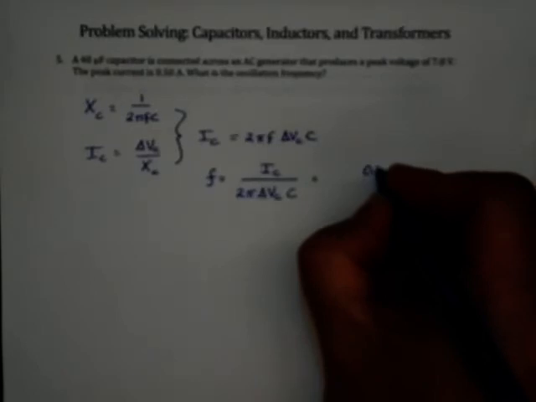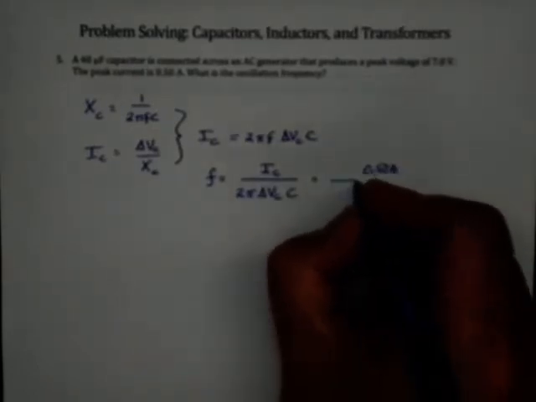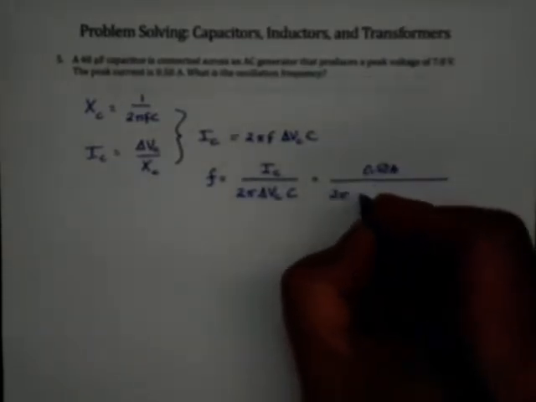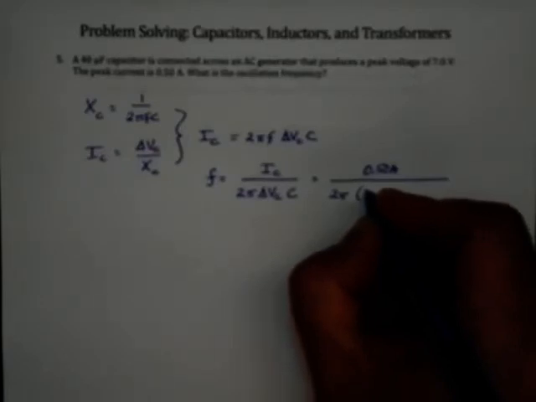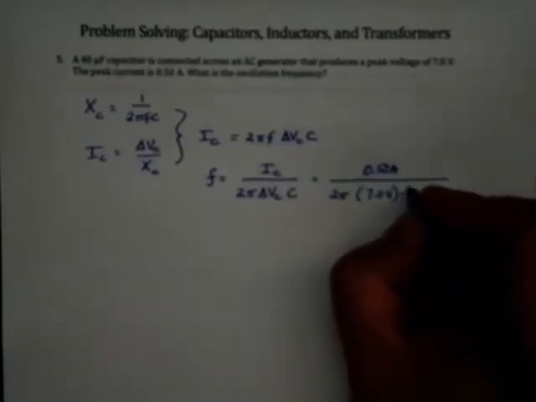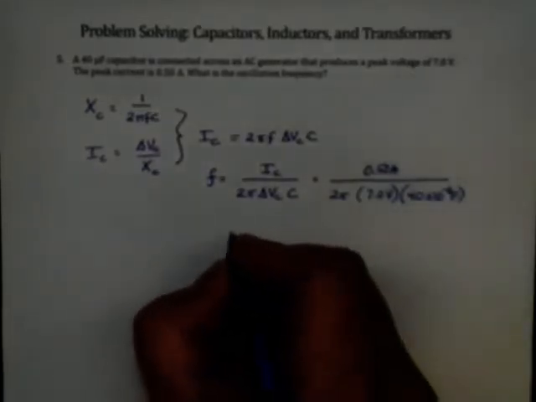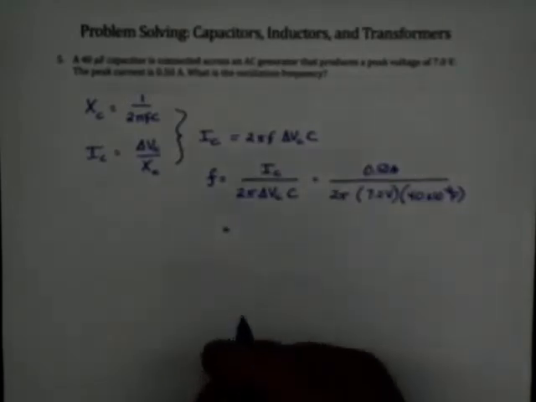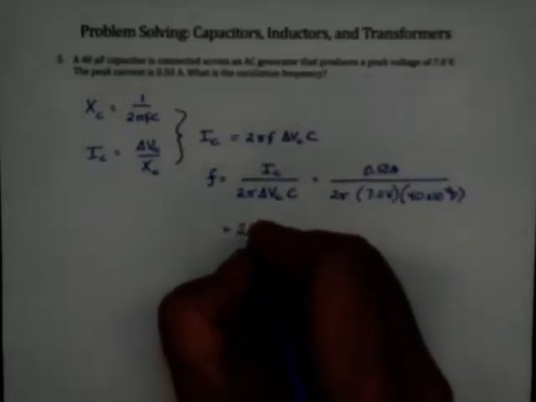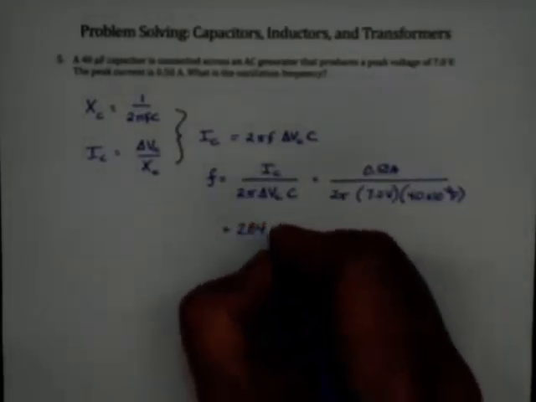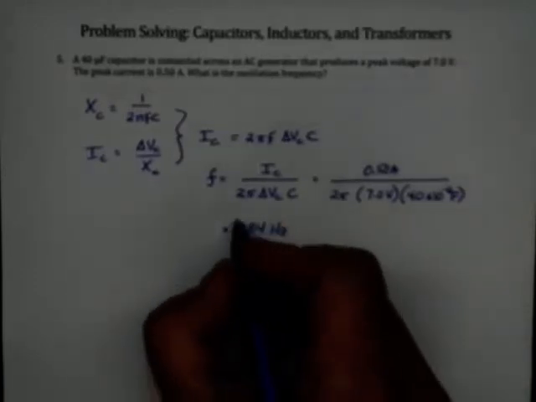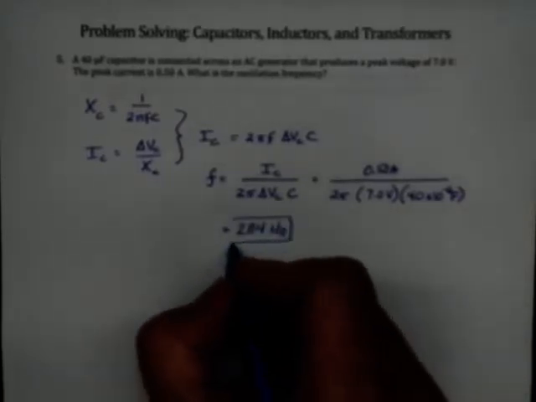We're told peak current is half an amp. 2 pi is 2 pi. The potential difference is 7 volts. And the capacitance, 40 microfarads, or 40 times 10 to the minus 6 farads. And if I crank that into the calculator, I get a frequency of 284 cycles per second, or 284 hertz.